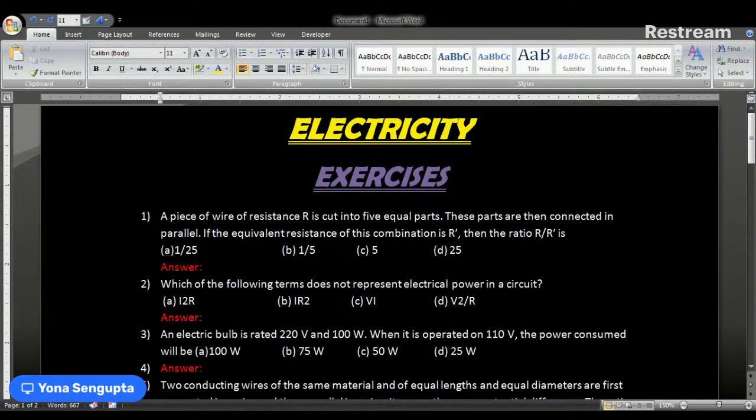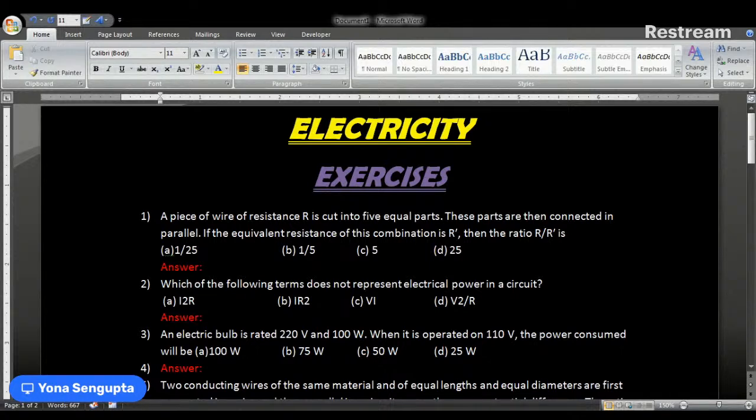So I hope you can see the page, and the first question says that a piece of wire of resistance R is cut into five equal parts, and these parts are then connected in parallel. If the equivalent resistance of this combination is R dash, then the ratio of R by R dash is, the options are 1 by 25, 1 by 5, 5, or 25. What would be the answer?